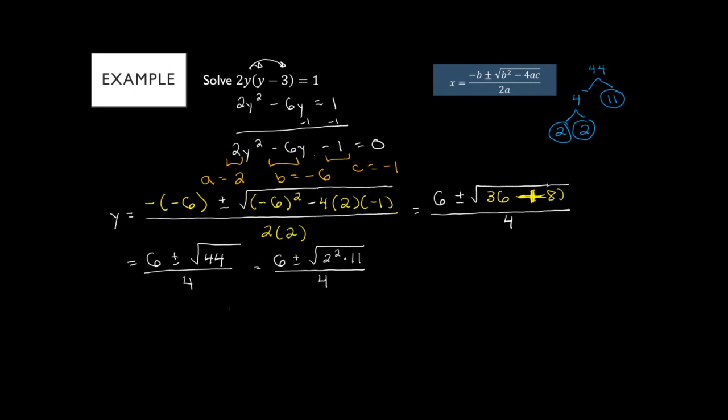And then that's over 4. And when we're simplifying square roots, anything that has an exponent that's even, we can pull out of the square root. You're basically dividing the exponent by 2, because the square root of something squared, those cancel out. And so our exponent here will disappear. And so we end up with a 2 that is going to be outside of the square root when we pull it out. So this will give me 6 plus or minus 2 times the square root of 11 over 4.